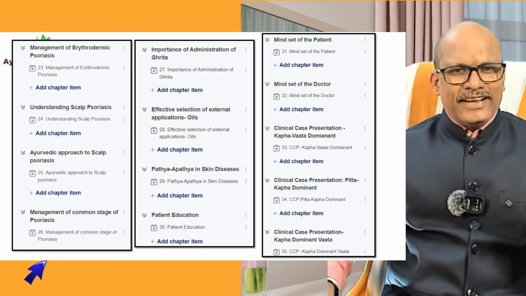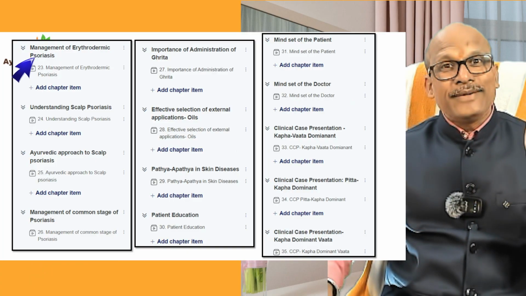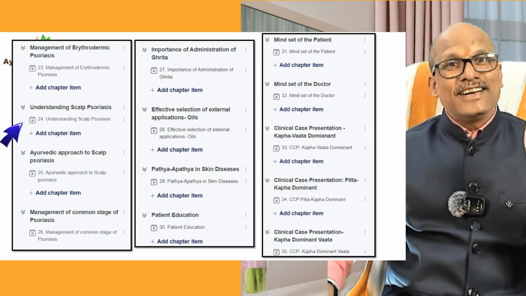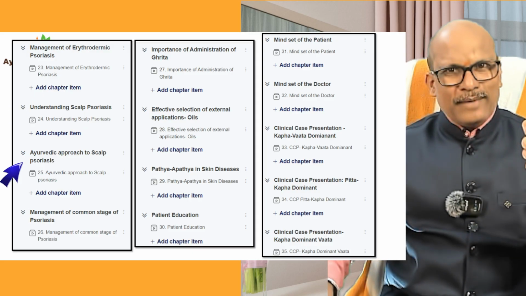Next is management of palmoplantar psoriasis as Vipadika and management of palmoplantar psoriasis as Padadari. Next comes management of erythrodermic psoriasis, understanding scalp psoriasis, Ayurvedic management of scalp psoriasis, management of common stage.